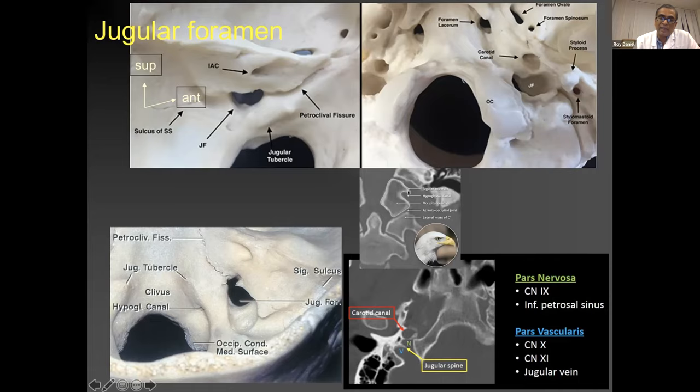The jugular foramen in itself is divided into two, not very intuitively the names, but the anterior part is the pars nervosa. It's got the ninth nerve in it and the inferior petrosal sinus, and the pars vascularis, though it is vascular because of the jugular vein, also has the 10 and 11 within it. So in a transverse scan, you'll find very often a jugular spine that divides these two compartments.